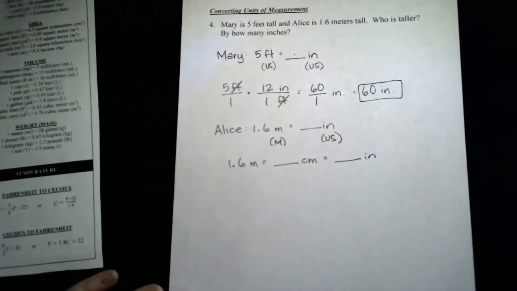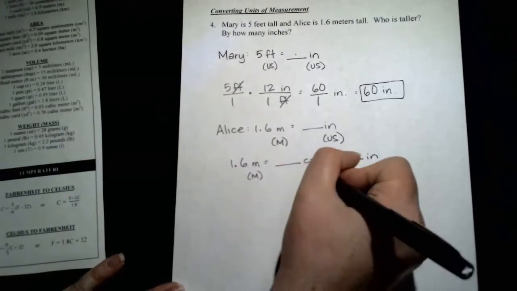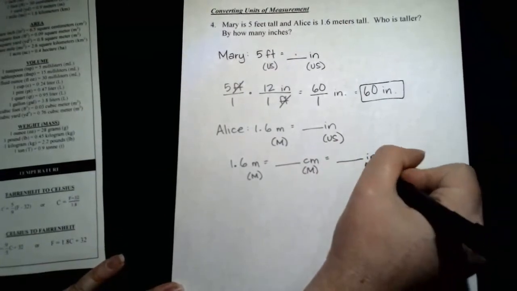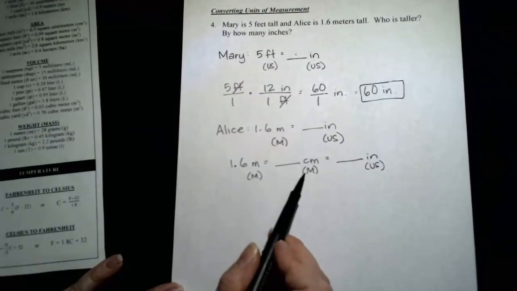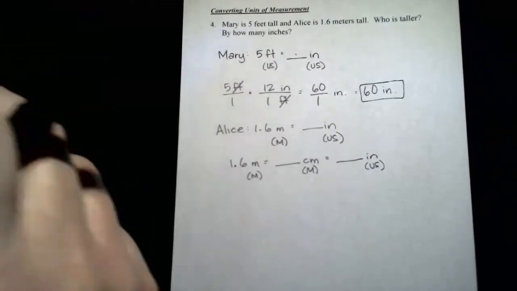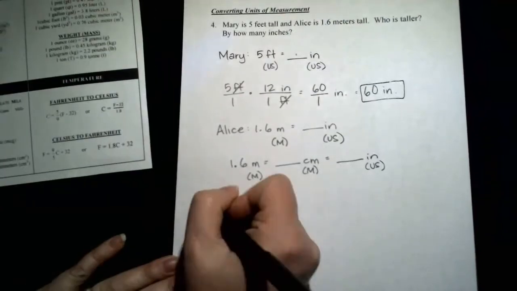So now let's try this again. The meter is metric. The centimeter is also metric. And the inches is US. So when I go to do this first step here, when I see that they're both metric, I know that I can use the metric prefix line down here. King Henry died by drinking chocolate milk. So that's what I'm going to do.